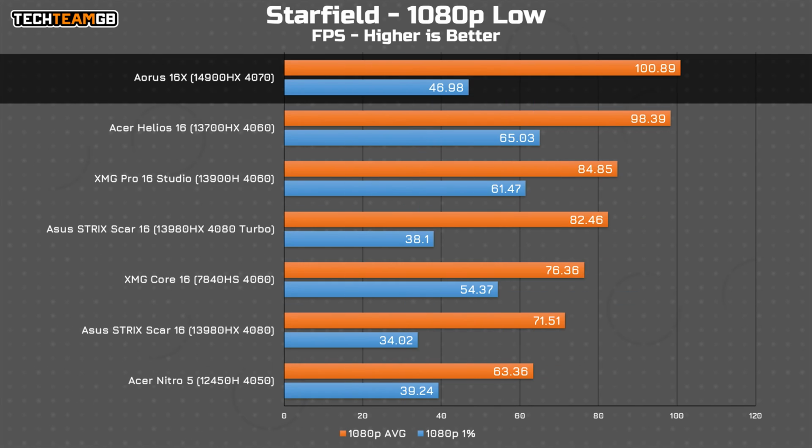Not bad. Finally, in Starfield, the 16X is actually up at the top, albeit with a lower 1% low result, which is actually a little bit more significant. Happily though, that seems to be more to do with playing at 1080p, as when I ran my tests at 1600p, all of that hitching went away.